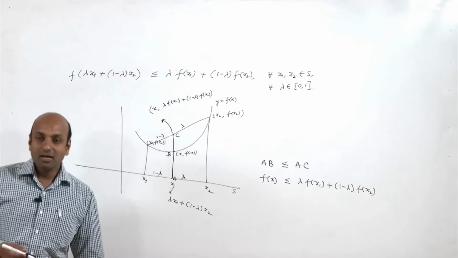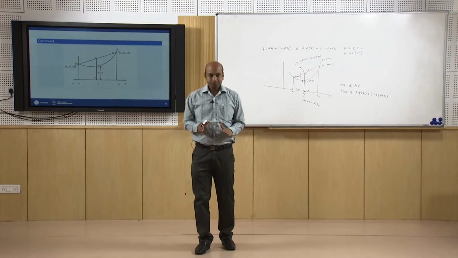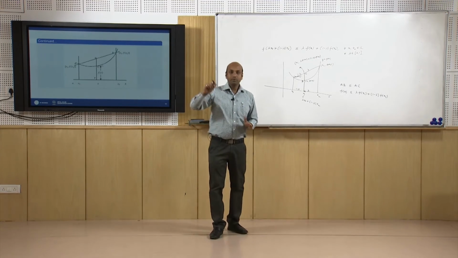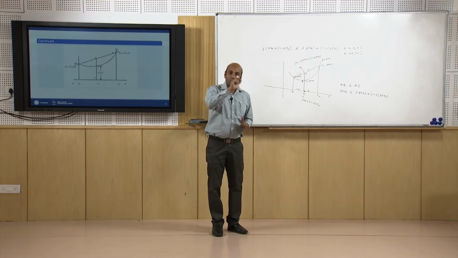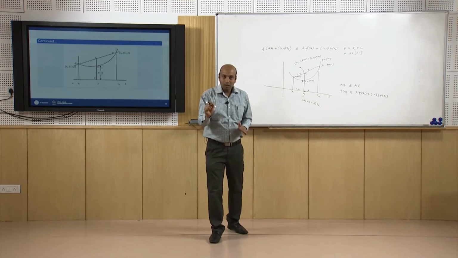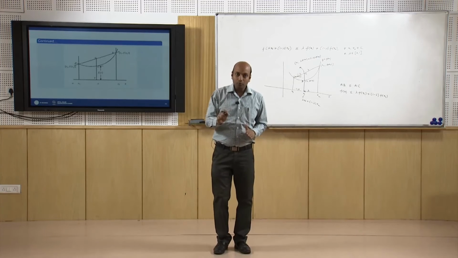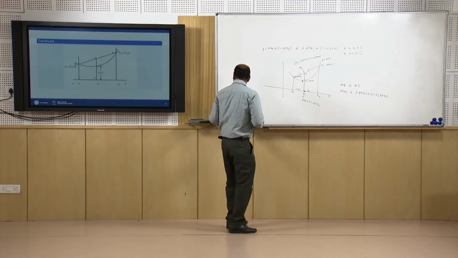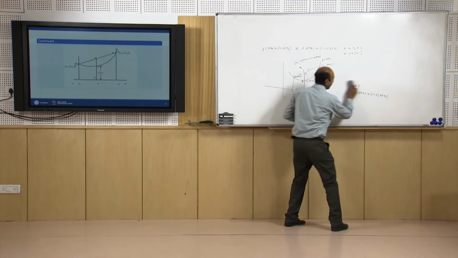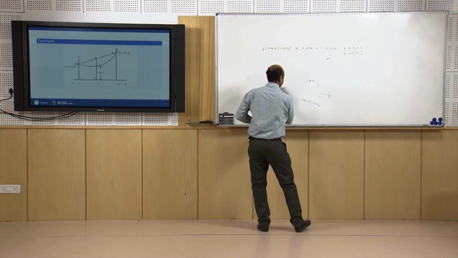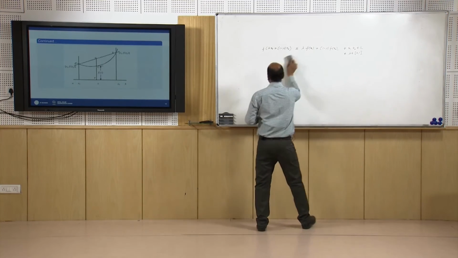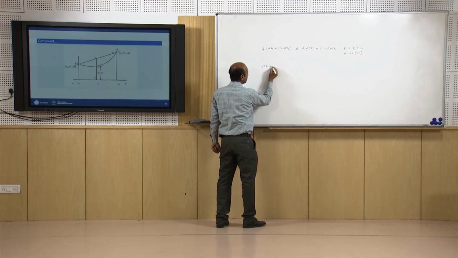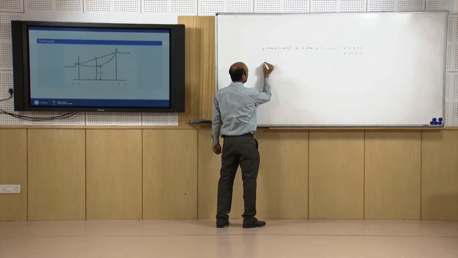So what does it mean? If a function is convex, then you take any 2 arbitrary points on the curve and join the chord. The chord joining those 2 points always lies above or on the curve. That means, suppose we have this function, f x equal to x square, f is from R to R.